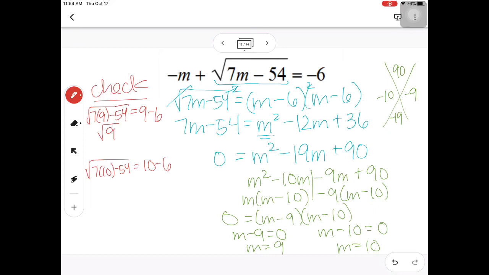When you do the left side, you get square root of 9 equals 3, and that does check out. When you do the other one, you get square root of 16 equals 10 minus 6 or 4, and that also checks out. So both of these are answers. Sometimes you'll have both of them work, sometimes neither. You just have to check to actually find out.